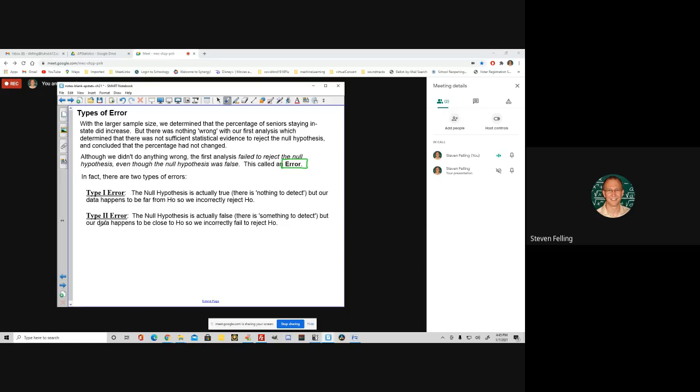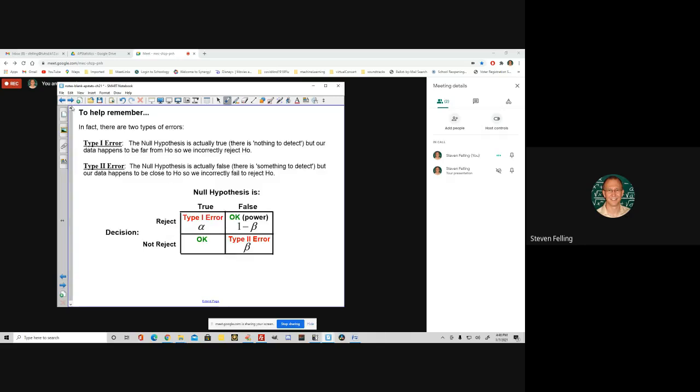And a type 2 error is when the null hypothesis is actually false, because there is something to detect. There is a statistically significant difference, right? But our data just happened to have a value that was close to the null hypothesis value. So we got a high p-value, and we incorrectly failed to reject the null. Okay, to keep this straight, we have a little picture that you can draw.